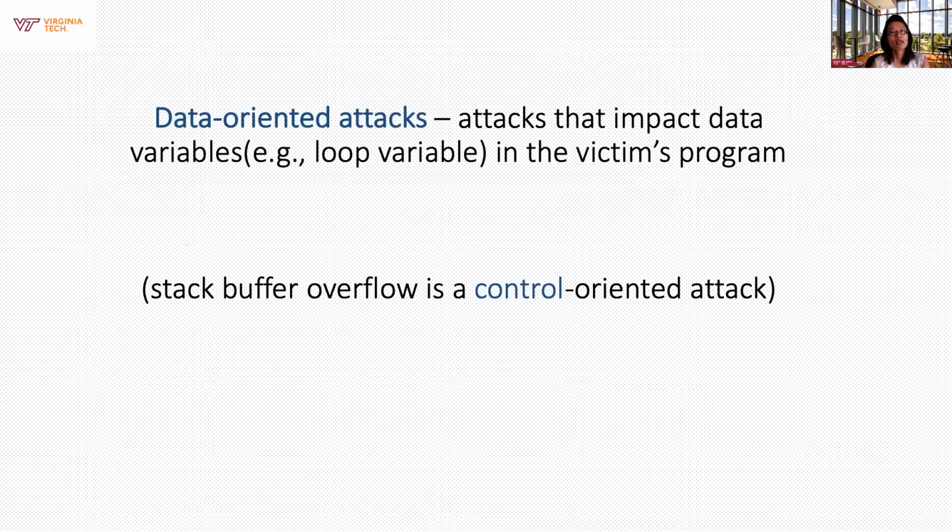Integer overflow, you can see that as a type of data-oriented vulnerability, a vulnerability that impacts the data variables. It does not necessarily directly change control flow. Stack buffer overflow is a control-oriented attack. It changed the return address. The heap overflow example that we showed with a function pointer is also control-oriented. But data flow is also vulnerable.